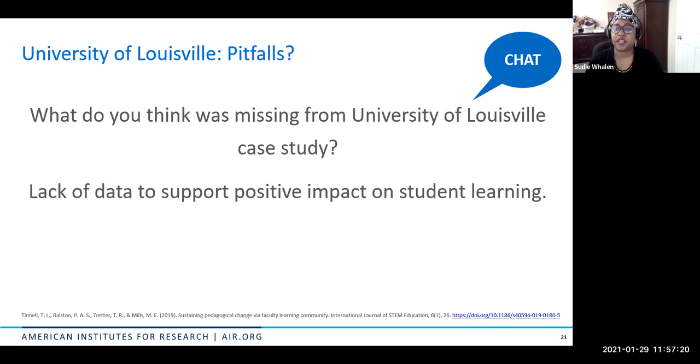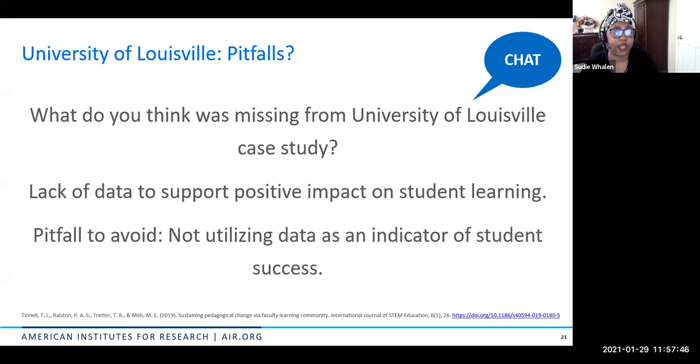But I did love that they were really focused on making sure the students were moving along with them, that their primary focus was on student learning and teaching and being better teachers and better faculty members for their students. So this was a very successful case of a FLC implementation where faculty was really happy about it, and leadership was very happy about it. Students saw some improvements. The only thing missing was the actual data to support the student improvement. So the pitfall to avoid: not utilizing data as an indicator for success. We want to make sure we don't leave student learning outcomes behind, that's our primary focus.